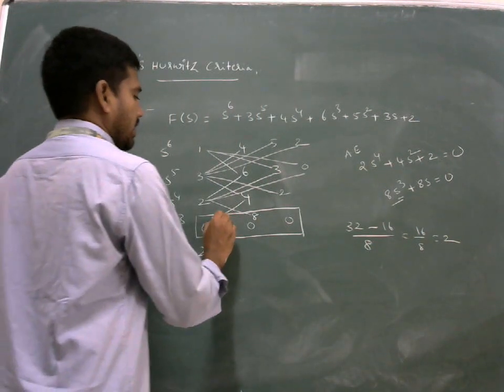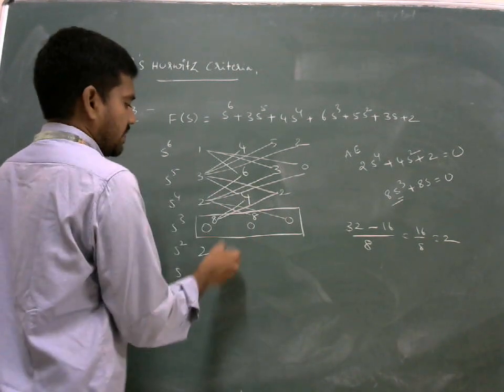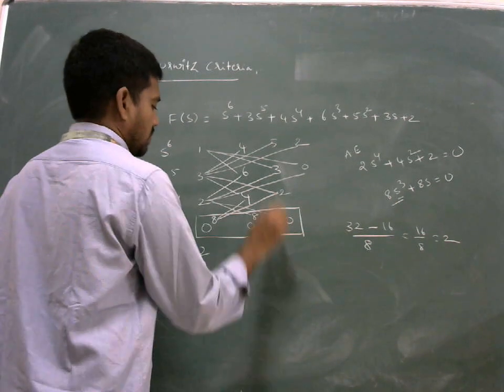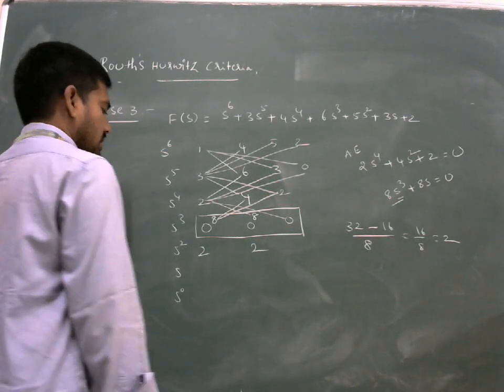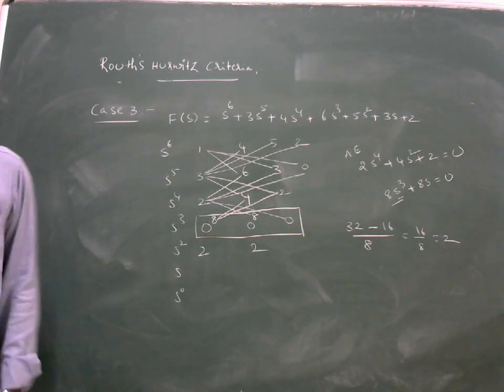Next again, 8 into 2, 16. 16 minus 16 divided by 8. 16 divided by 8, how much? We are going to get 2. Again you are getting the zeros here.